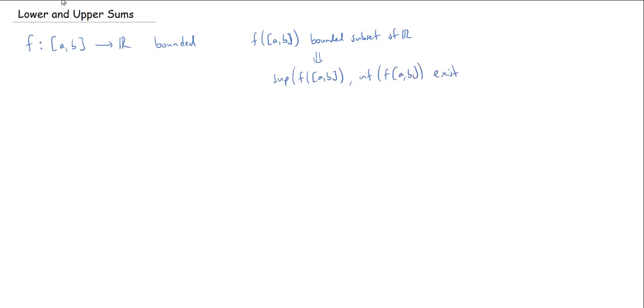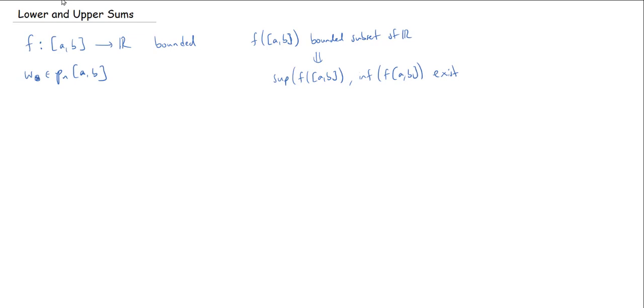And of course, if I take any subset of [a, b] and apply f to it, again, those will still be bounded, and so suprema and infima will exist for the f images of all those subsets. Okay, fine. So I have this bounded function, and let's assume I also have an n-partition of [a, b].